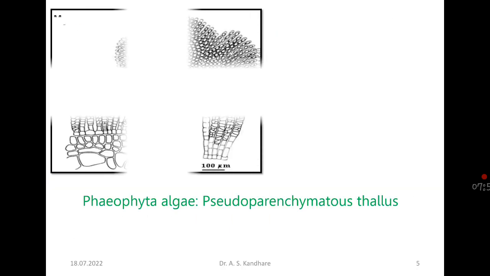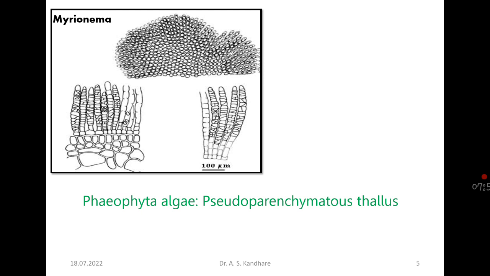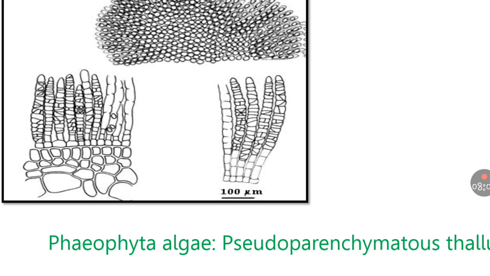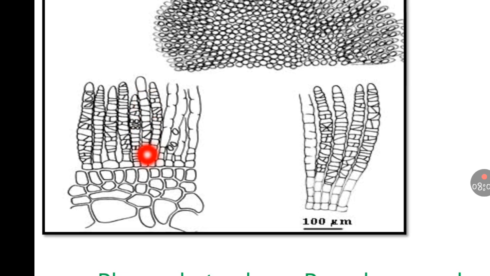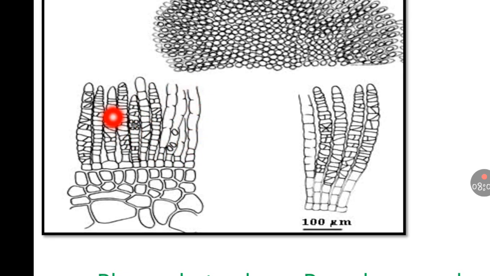Then the pseudo-parenchyma type of thallus. Here you can see Marionema. This is also brown algae. Here you can see the parenchyma cells are elongated. You can see these elongated parenchyma cells and they are entangled.